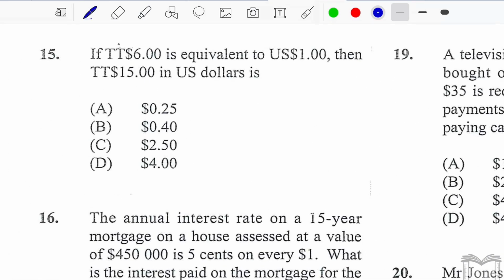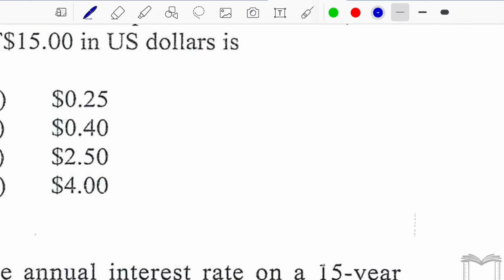Number 15. If $6 TT is equivalent to US $1, then TT $15 in US dollars is. So we must simply divide 15 by 6 to get the answer.